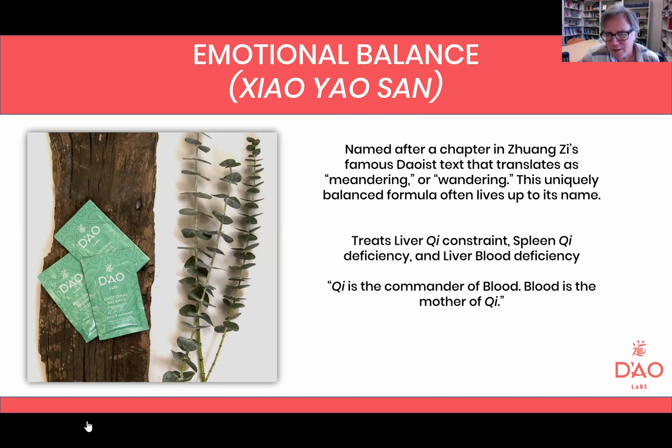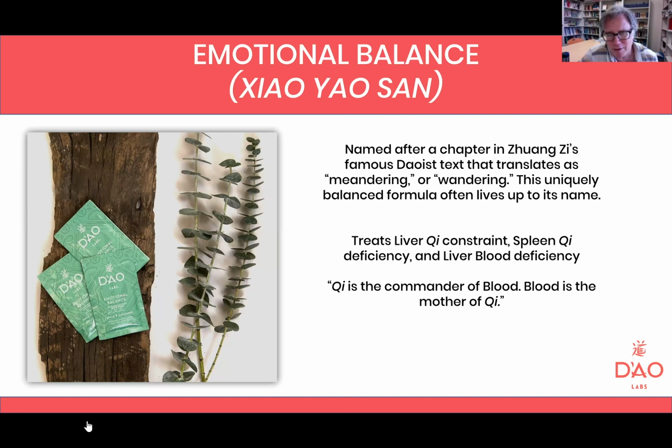We say that this formula treats liver qi constraint, but it does so also by dealing with spleen qi deficiency and a little bit of liver blood deficiency. So it's this interesting relationship between the liver and the spleen here, and between qi and blood as well. But this formula is maybe first and foremost dealing with qi constraint, and also getting at some of the roots of why we don't have the free flow of qi.